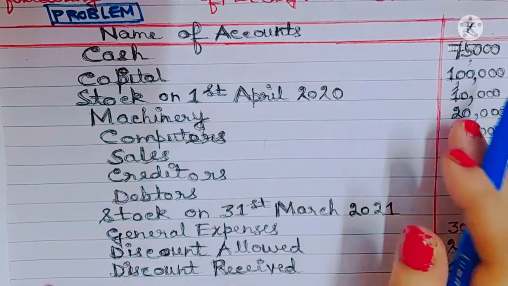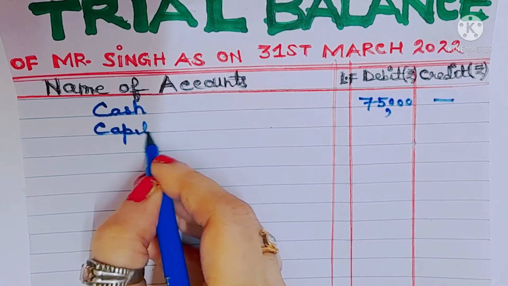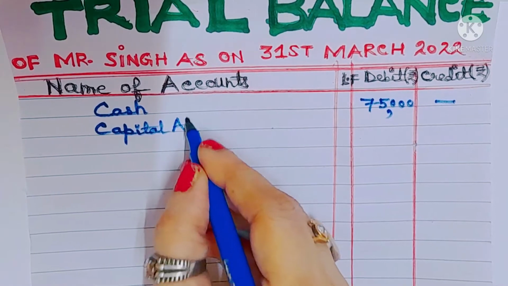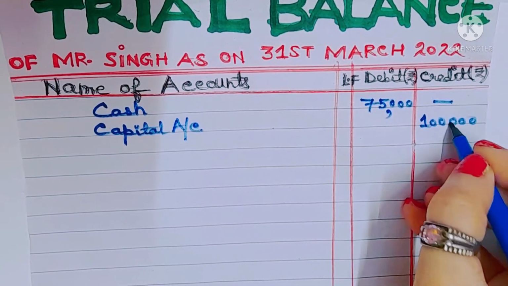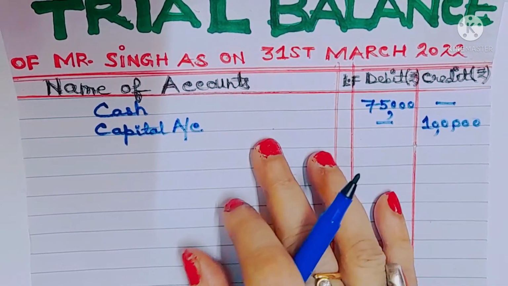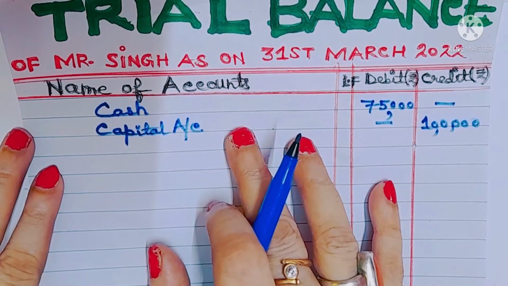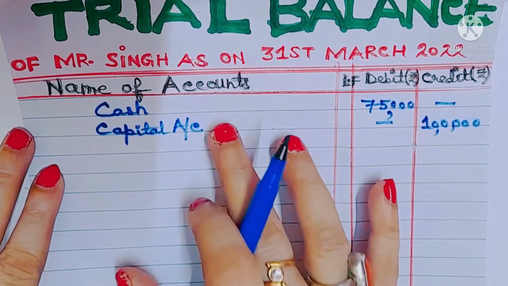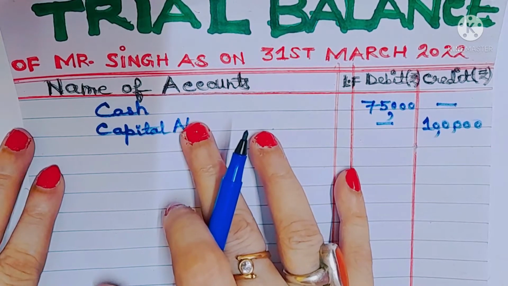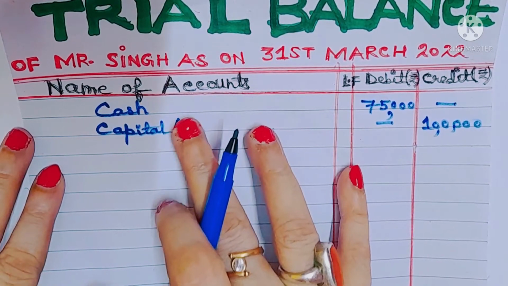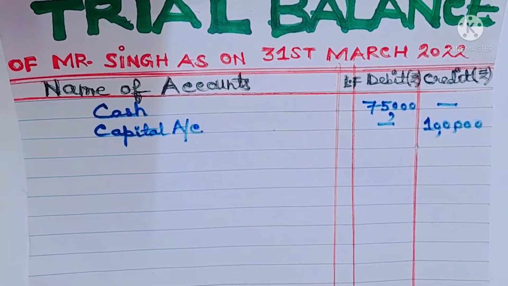Next account is capital account, 1 lakh. Let's write capital account 1 lakh. Capital account is a credit balance. Why? Because capital falls under personal account. According to personal account, the giver of the benefit is credit. Here, the proprietor of the business is the giver of capital. So capital account is a credit balance. Understood? Let's see the next account.